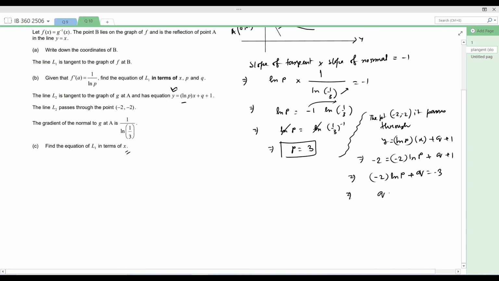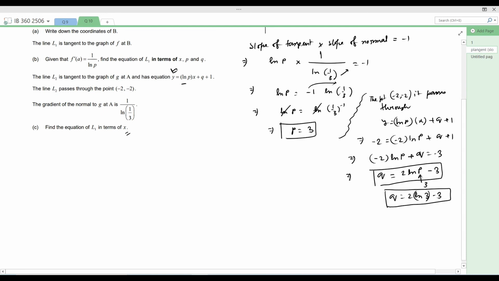So q equals 2 ln p minus 3. Now the value of p is 3, so q equals 2 ln 3 minus 3. This is the value of q. Obviously you can also write 2 ln 3 as ln 3 squared, that is ln 9 minus 3. This can also be done.